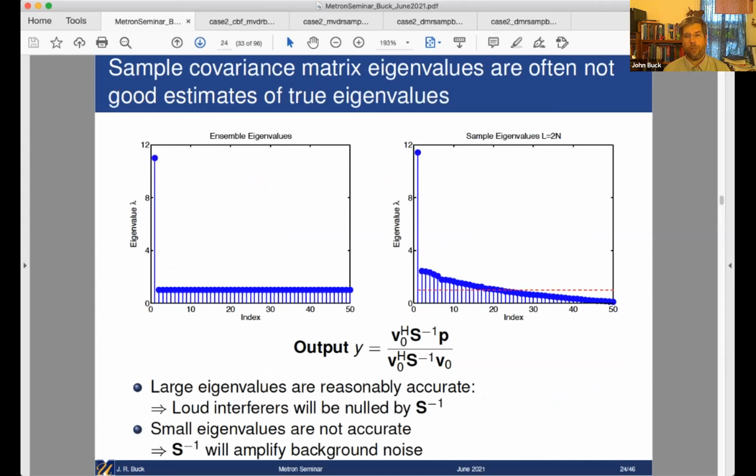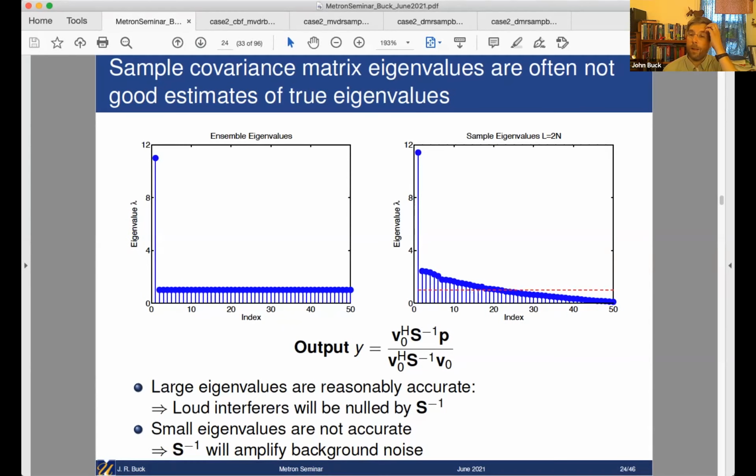Well, it turns out that the average has problems with the noise eigenvalues. My truth looks like this. I have a loud eigenvalue for the interferer, and then the background should be nice flat white noise. But if I just average 2 snapshots per sensor, I get the loud eigenvalue very well, but this thing that should be the flat red line has a really big slope to it, and I get a lot of very small eigenvalues here. Those are a problem because when I go to invert that matrix, inverting small things makes them really big. So these are going to turn out to be gains that amplify the background noise much more than I want, and that's going to destroy my beamformer's performance.